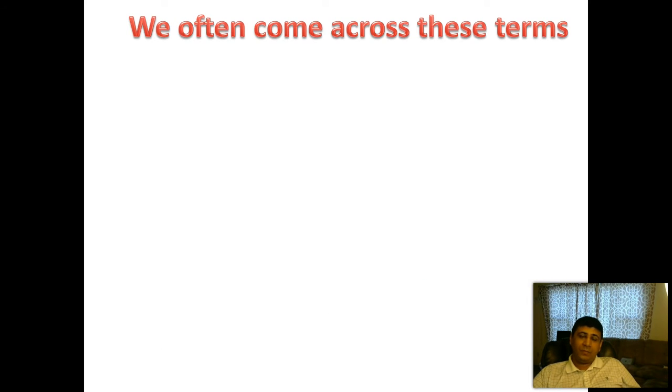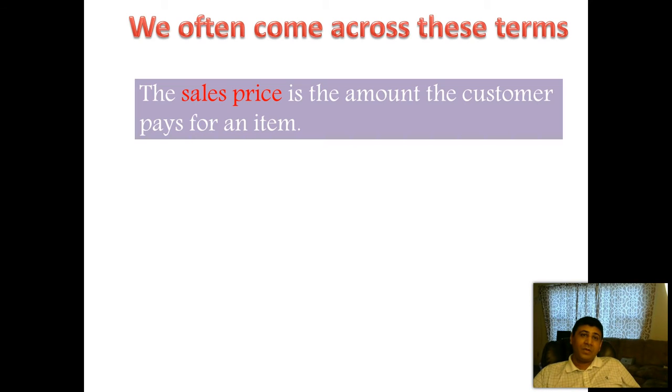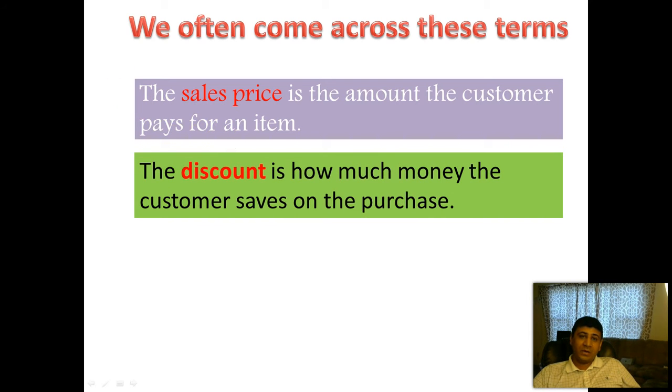So before we go into the calculations of percentages and details, let me go over a few concepts and phrases which will come across. For example, the first one is the sales price. Okay, it is the amount the customer pays for a given item. Okay. Second thing is the discount. It is the amount of money which the customer saves on a purchase.